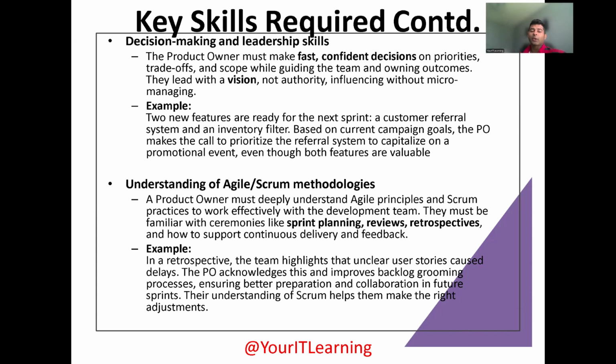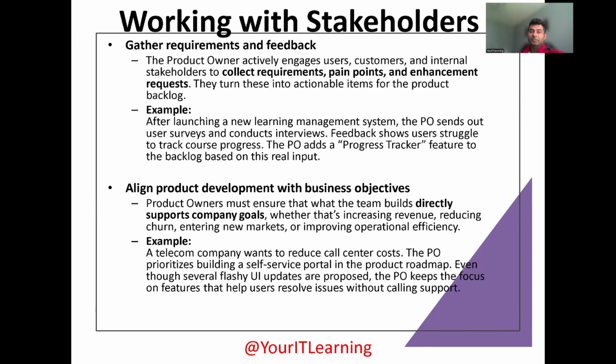For example, in a retrospective, the team highlights the unclear user story caused a delay. So the retrospective is about retrospecting what happened good in the last sprint, what they should change. So like a review. The product owner acknowledges this and improves the backlog grooming process, ensuring better preparation and collaboration in future sprints. Their understanding of Scrum helps them make the right adjustments.